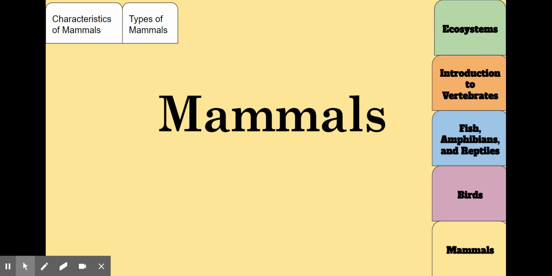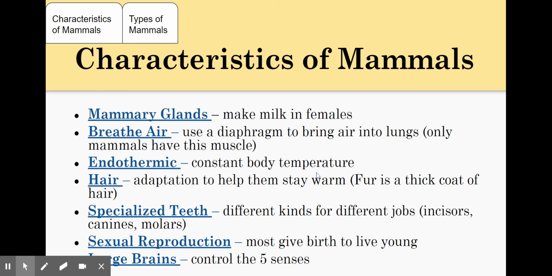That brings us to mammals. There's some basic characteristics of mammals. Mammary glands to make milk. They breathe air, using a diaphragm and lungs. They're endothermic. That means they can maintain a constant body temperature. They have hair adaptation to help them stay warm.